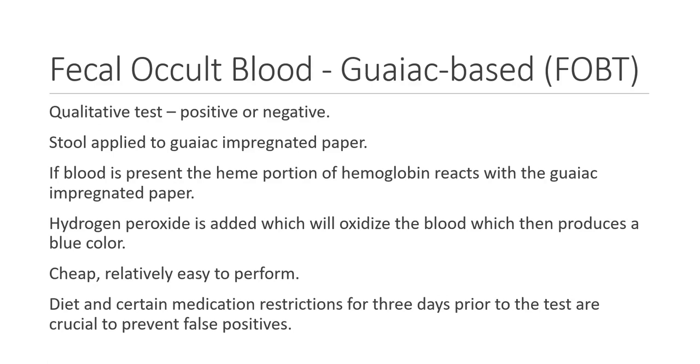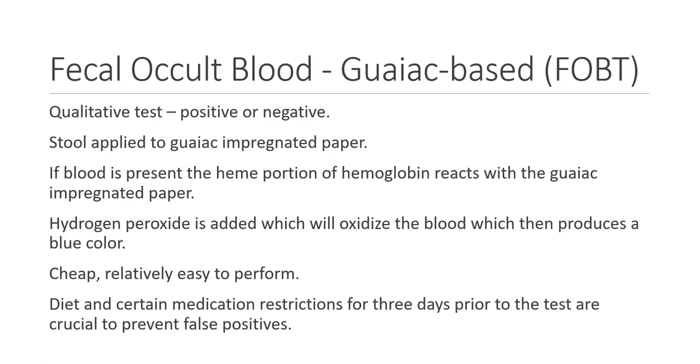We're going to talk about the guaiac-based test, and this is a qualitative test. It's either positive or negative. We don't know how much blood has been passed. Stool is applied to a guaiac-impregnated paper. It's a very special paper. If blood is present, the heme portion of the hemoglobin reacts with the guaiac-impregnated paper. They form a bond. When you add hydrogen peroxide, which is the developer, it will oxidize the blood, which then produces a blue color. This is very cheap and relatively easy to perform.